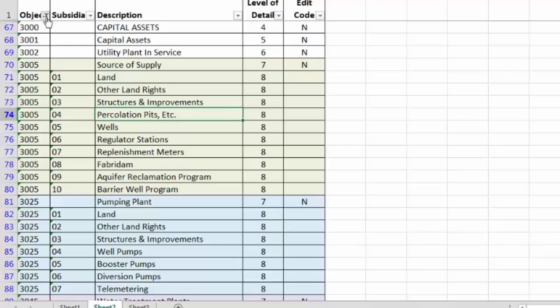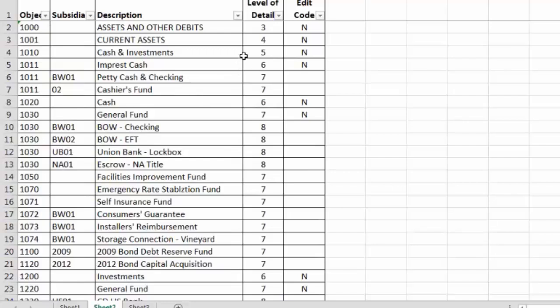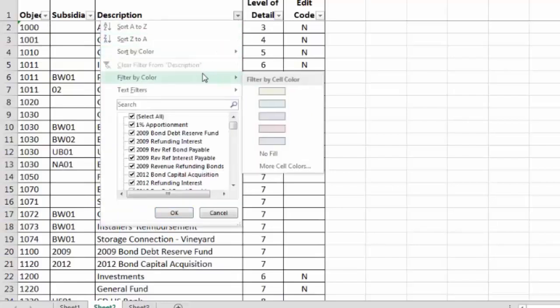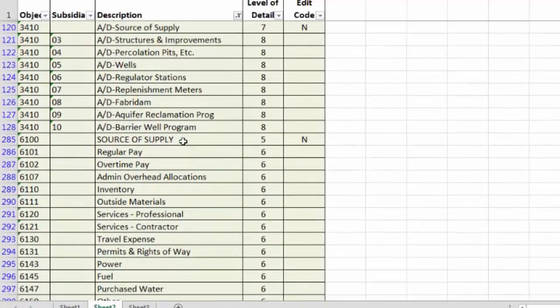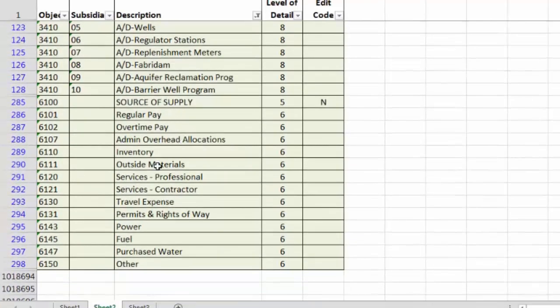Additionally, we're going to go back to filtering by color again real quick here. And I want to show you what happens down further in the chart when we talk about expenses. Source of supply is made up of expense jobs. It can have capital jobs, but they will not appear in this section, obviously. But when they are closed, they will appear down here under other. So here's my source of supply job, and you can see that 6100 is all source of supply. So all source of supply are these.